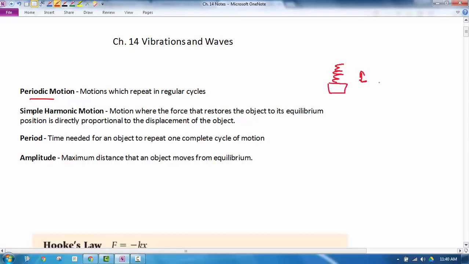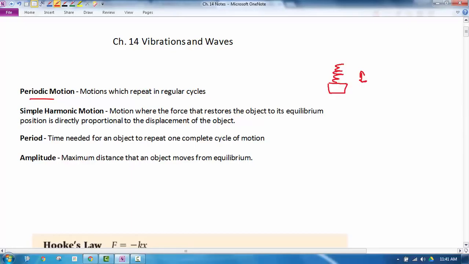As we're going to find out, waves will have periodic motion as well, like a sound wave, or a light wave, or a gravity wave. All right, simple harmonic motion then is motion where the force that restores the object to its equilibrium position is directly proportional to the displacement of an object.